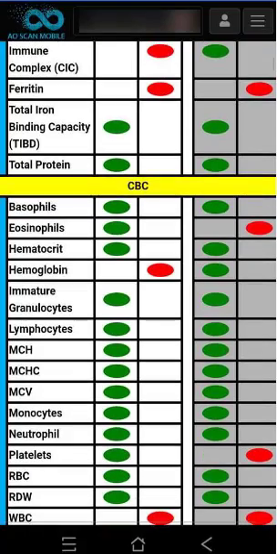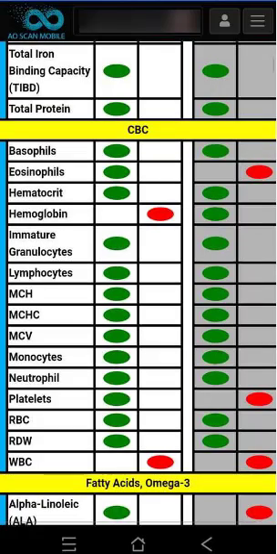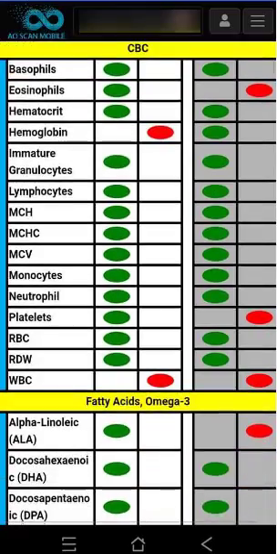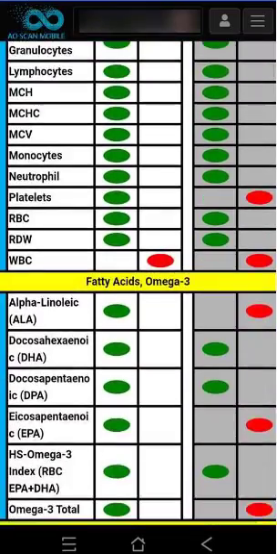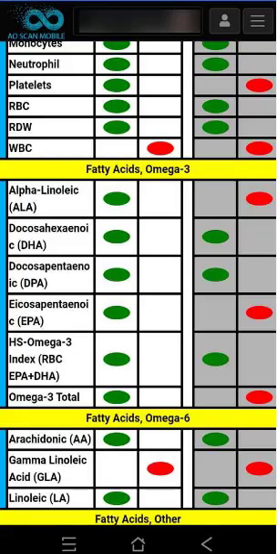Next, as we look at the blood cells, we're seeing both white and red blood cells here. We have a red marker on the eosinophils, and we have a marker on the hemoglobin, and on the platelets, and on white blood cells. And as we go down further, we see fatty acids. Fatty acids are so important.